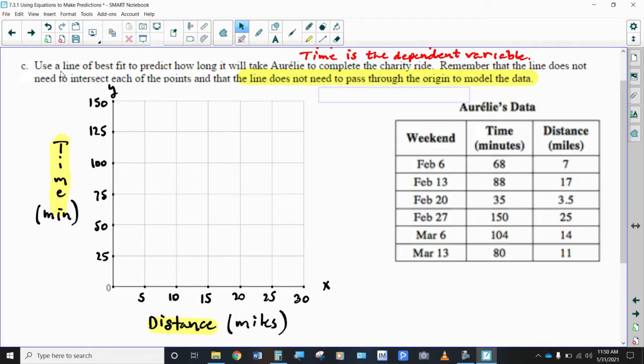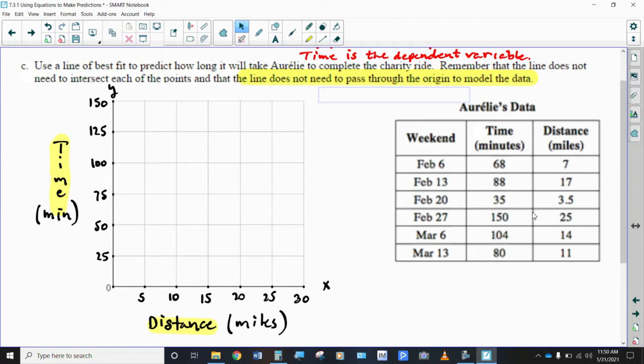Okay, so then it says, use a line of best fit to predict how long it will take Arlie to complete the charity ride. Remember that the line does not need to intersect each of the points, and that the line does not need to pass through the origin to model the data. This is something that I've mentioned a few times on homework problems. We want to try to avoid assuming anything about this data, okay?